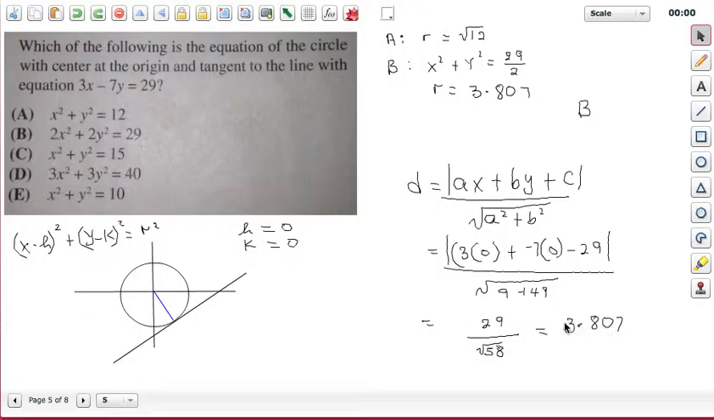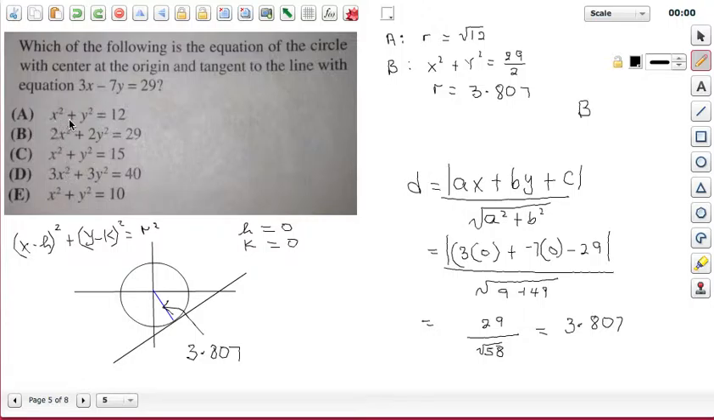So hold this thought here. That's the distance that you have. This distance here is 3.807. That's the radius. Now we have to go through all of the answer choices to see which of these equations will give us a radius of 3.807.